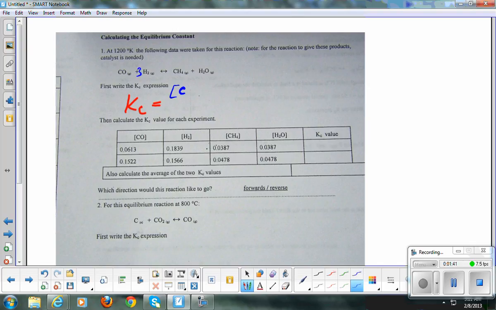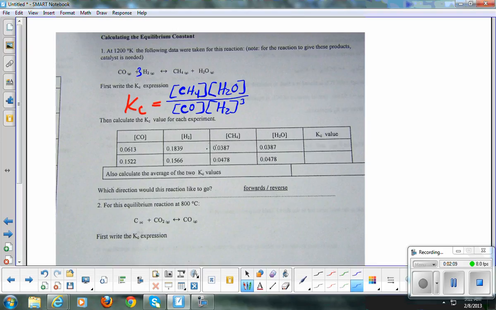So CH4, and it is to the 1 power, so we don't write it. H2O, to the 1 power, we don't write it. Divided by CO and H2 to the 3rd power. Now, they've given us several data, and we just do a plug and chug. We throw those in, and we find the Kc value.